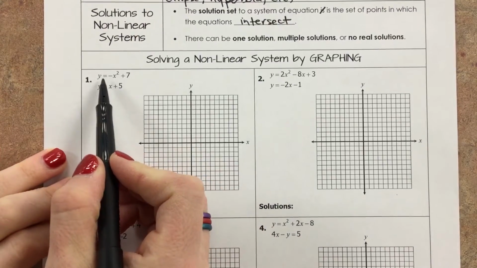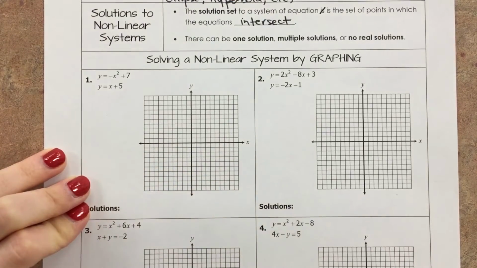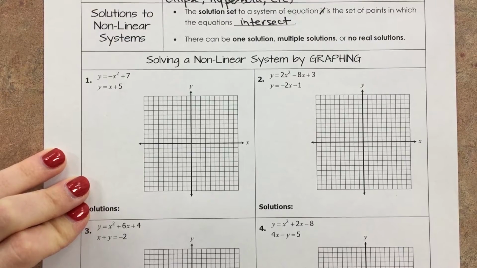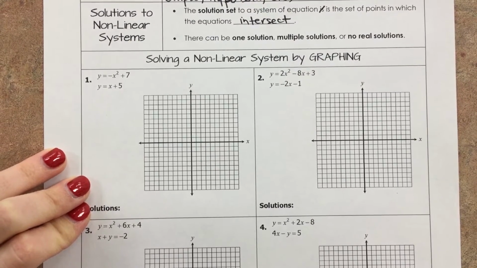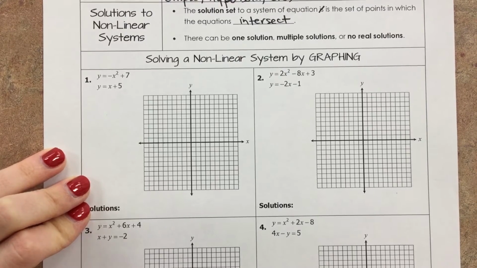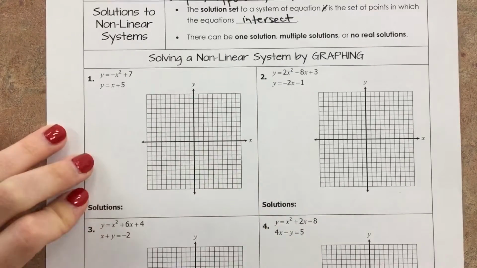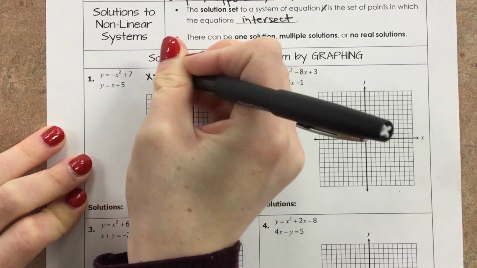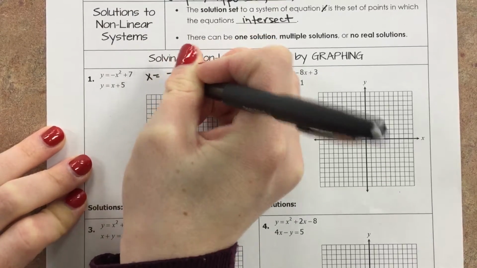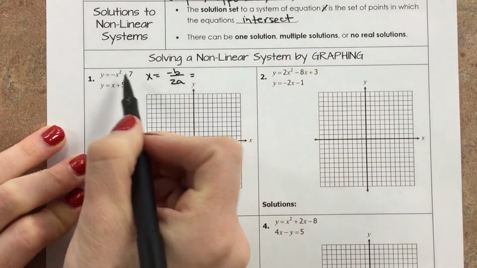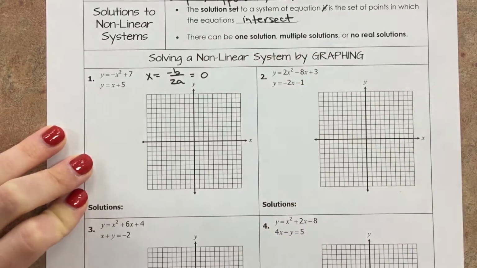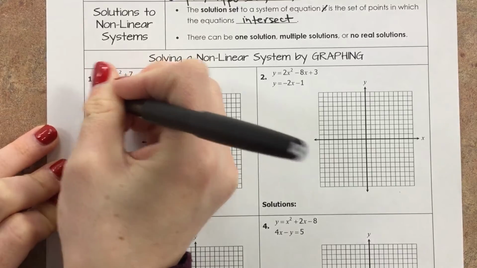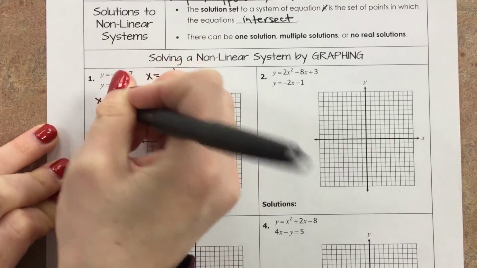So this right here, we've got y equals negative x squared plus 7. When we graphed parabolas, we made a table. All right, so this, we found the vertex, we made a table. So this one right here, the vertex is x equals, remember the formula, negative b over 2a. With this one, b is the x term, and there is no x term, so we know that's just going to be 0.